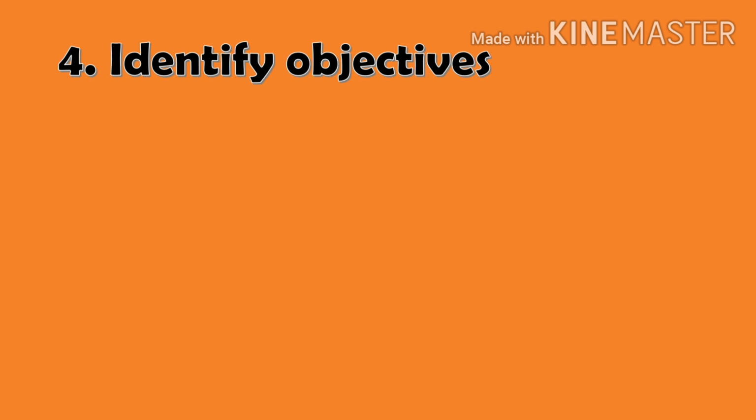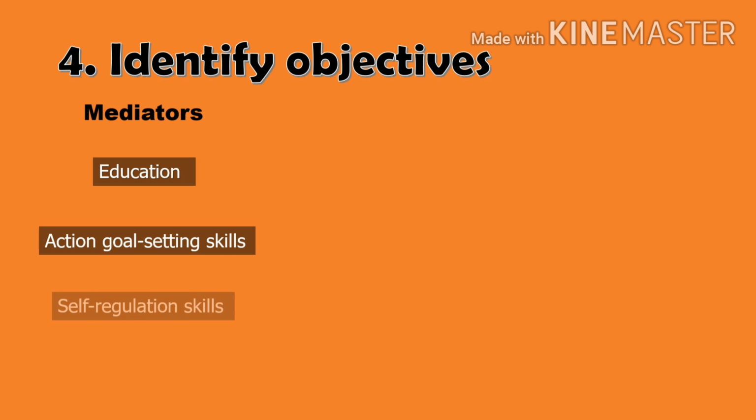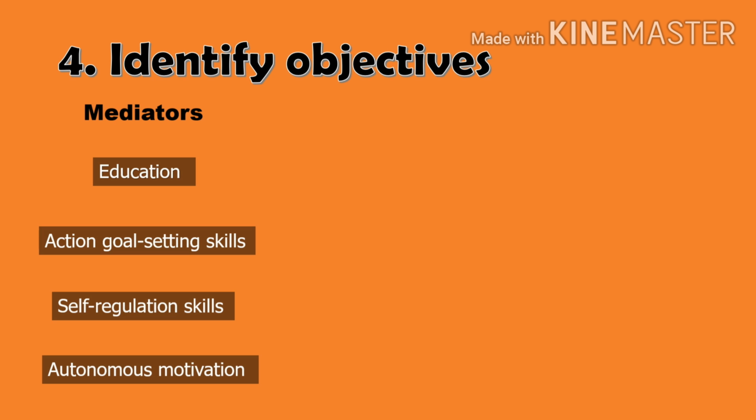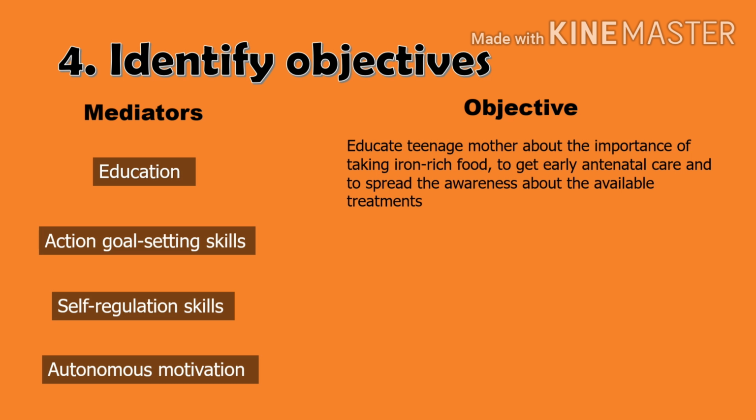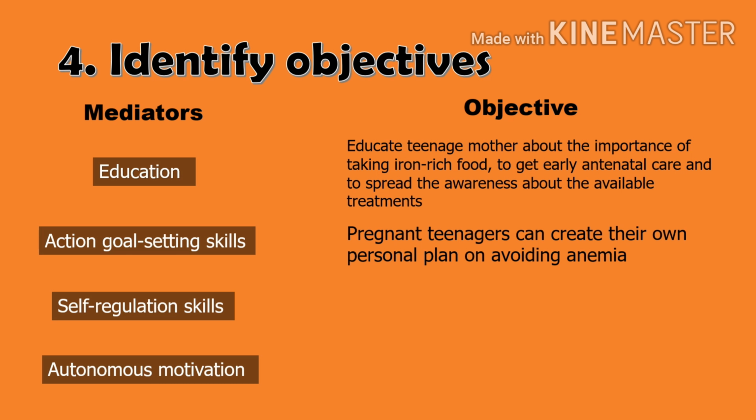For the fourth step, identifying objectives, we have chosen four mediators in identifying our objectives, which are education, action goal setting skills, self-regulation skills, and autonomous motivation. The objective on the aspect of education is that we hope we could educate teenage mothers about the importance of taking iron-rich food, of getting early antenatal care, and to spread awareness about the available treatments to treat anemia during pregnancy. Next, action goal setting skills.